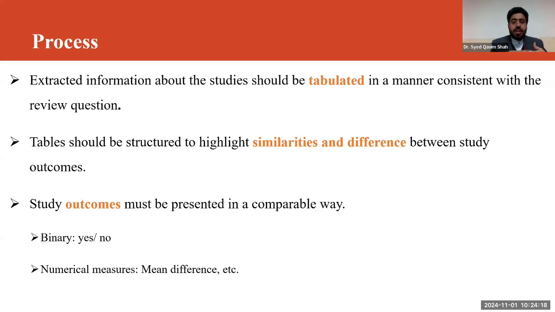And then we present the outcome of our systematic literature review in a comparable way. We can have yes or no in binary. Are they different? Are they similar? We can have either binary yes/no, 0/1, or we can have some numerical values in terms of how much they are different if we use certain statistical tools.